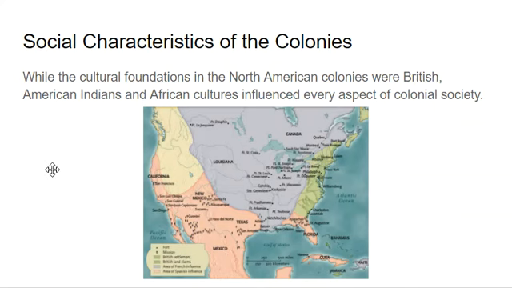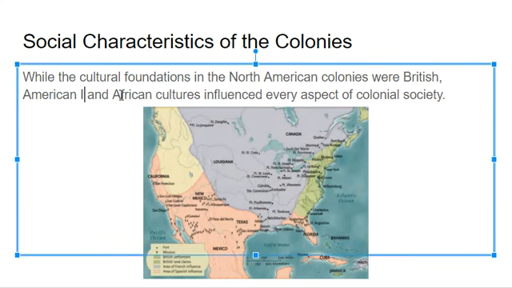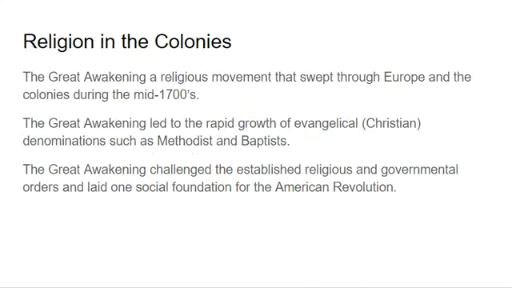And some of the social characteristics of the colonies: while the cultural foundations in North American colonies were British, American Indians and African cultures influenced every aspect of colonial society. And I'm going to switch this, because you might see the term Indian, but generally they're called Native Americans, and they're called Indians because Columbus thought he was in India, but he wasn't. So Native Americans and African culture still had a lot of influence on society during colonial times.